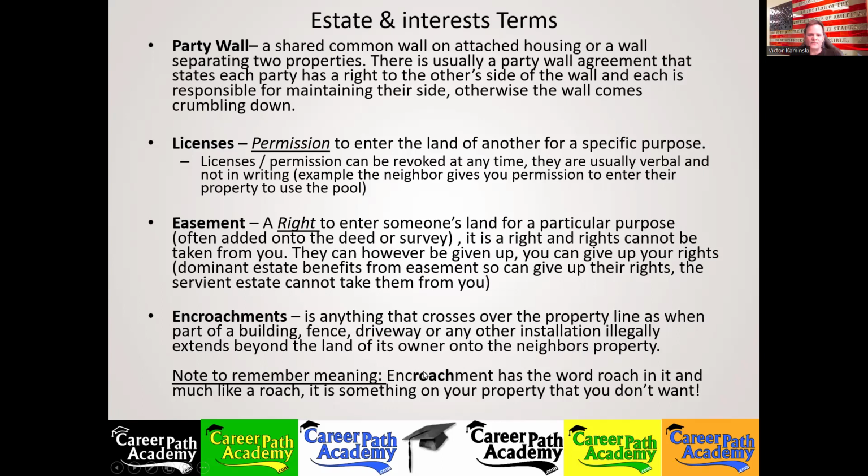Now, I got this from a student one time, gave me this gem. Here's a way of remembering it. The word encroachment has the word roach in it, and much like a roach, it's something you don't want on your property. That was pretty clever.